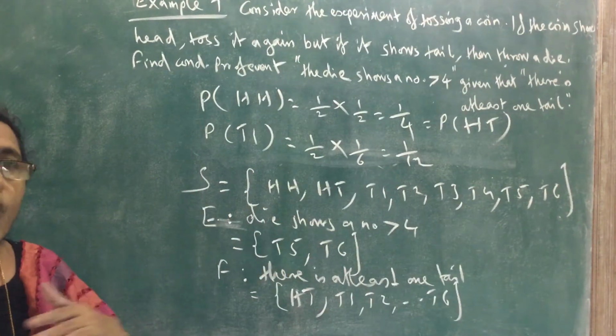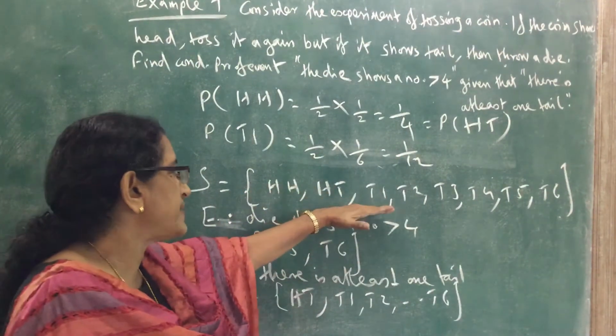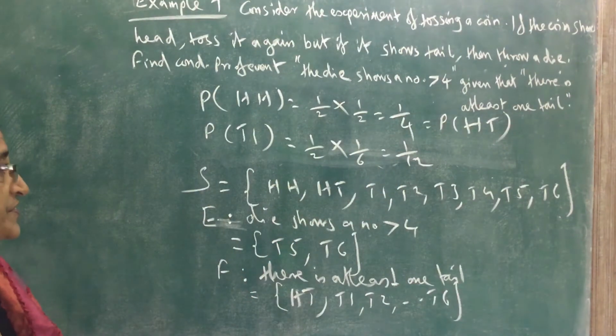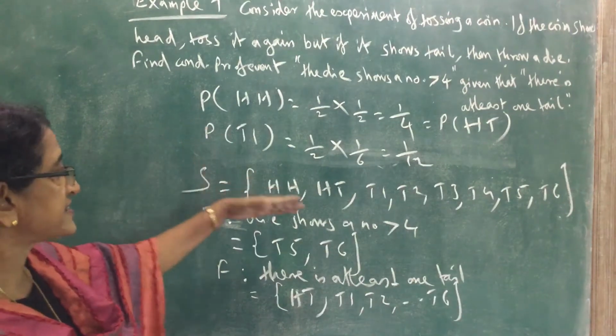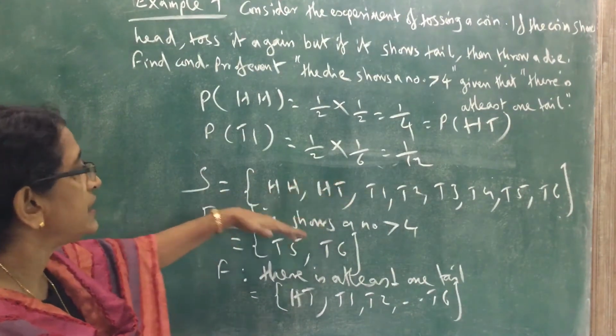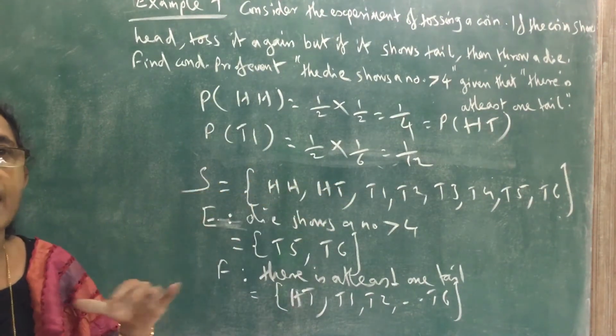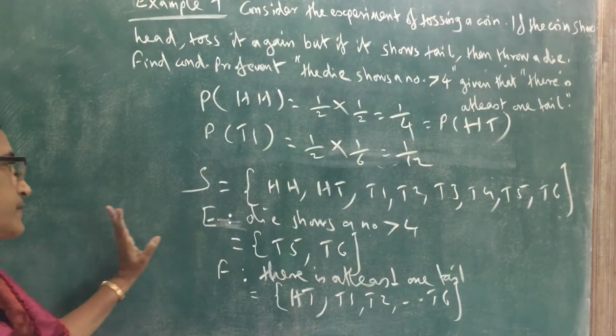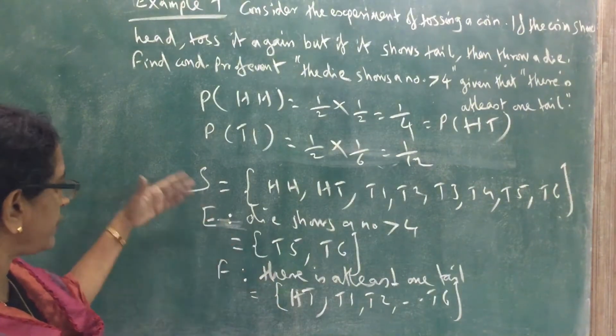All the elements of the sample space do not have the same probability. That is the specialty for this question. So we cannot directly write number of E by number of S. That is the thing you have to remember.